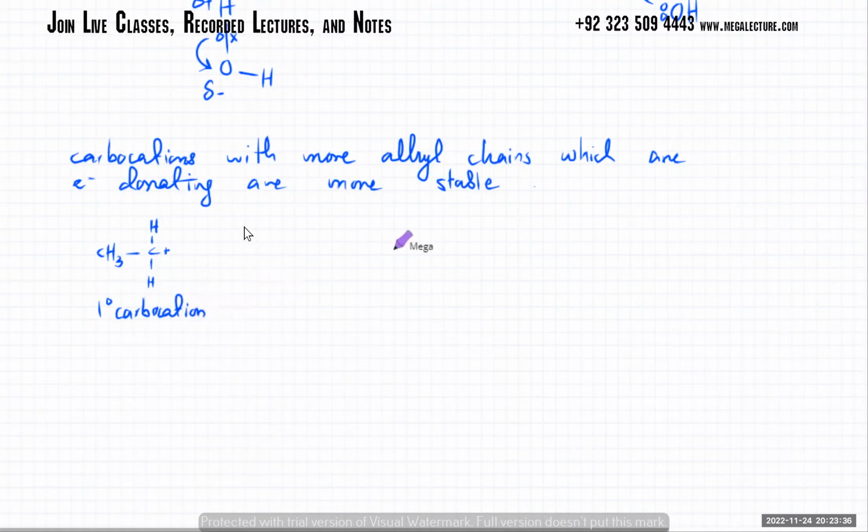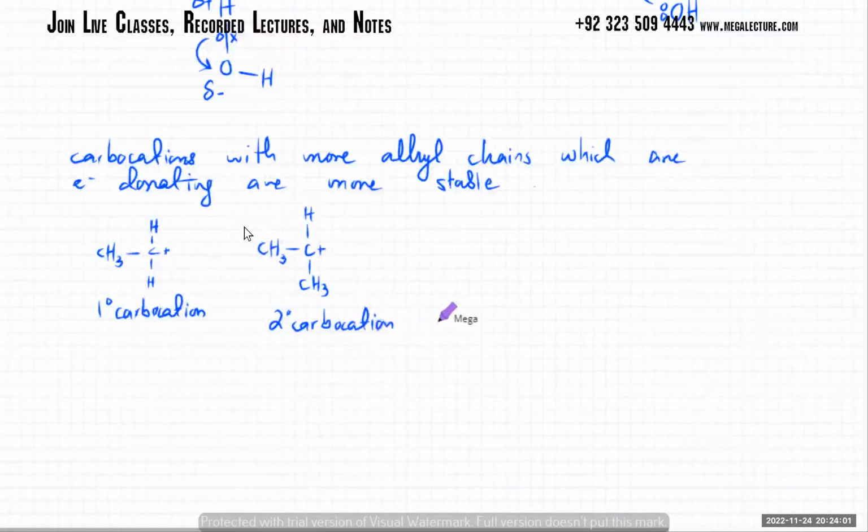Similarly, there's another one, where you might have a carbon with a positive charge and on two sides there could be a carbon chain, and on one side there is an H. So this one is a 2 degree carbocation. And then you've got a third one, which is a 3 degree carbocation. So you've got 1 degree, 2 degree, and finally a 3 degree carbocation.